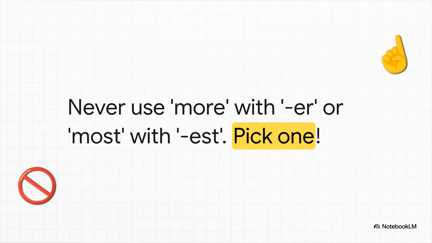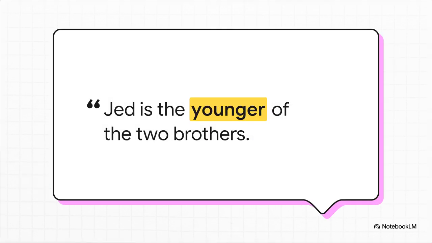And the fix for this is so simple. Here it is. Never ever use "more" with an "er" word, and never use "most" with an "est" word. They're both doing the exact same job, so you just got to pick one. That's it. So you just drop the "more," and suddenly the sentence is so much cleaner. Jed is the younger of the two brothers. See? Perfect. It's concise, it's correct, and it just sounds better. Awesome. One trap down, two more to go.